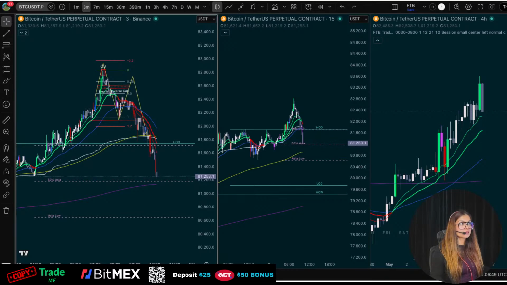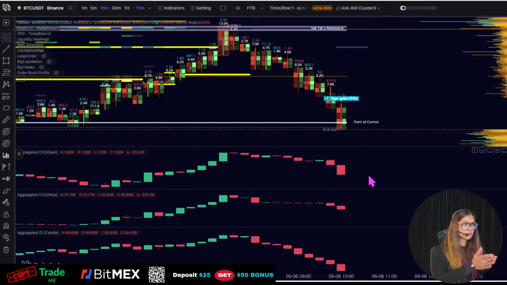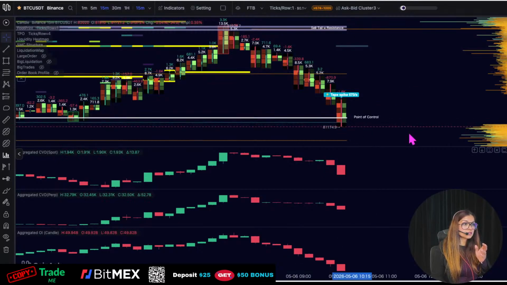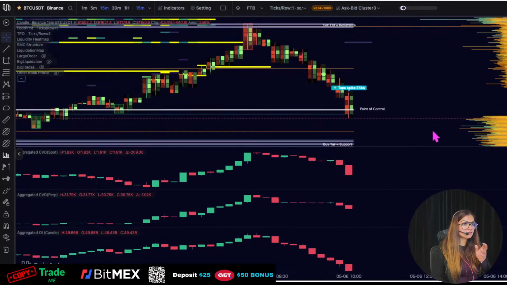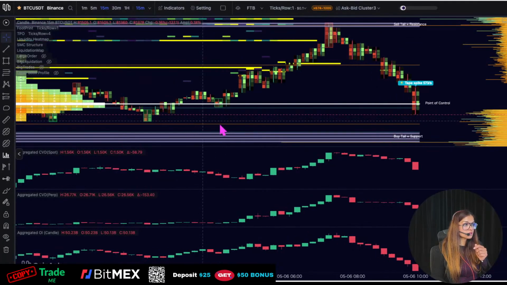Damn, it is falling fast. Okay, let's have a look here. We can do CVD. So here we have price going down, delta down. We have effort versus result yielding, so that's good. Point of control is getting broken. We have the value area low, which is this orange line here.